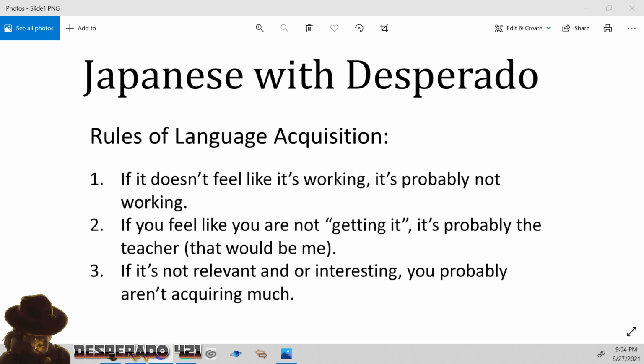And two, if you feel like you're not getting it, it's probably the teacher. So if your teacher isn't willing to change up the lesson and the teaching style in order to better help you understand the lesson better, then your teacher is the problem. And the last, if what you're learning isn't relevant or interesting, you probably aren't acquiring much.